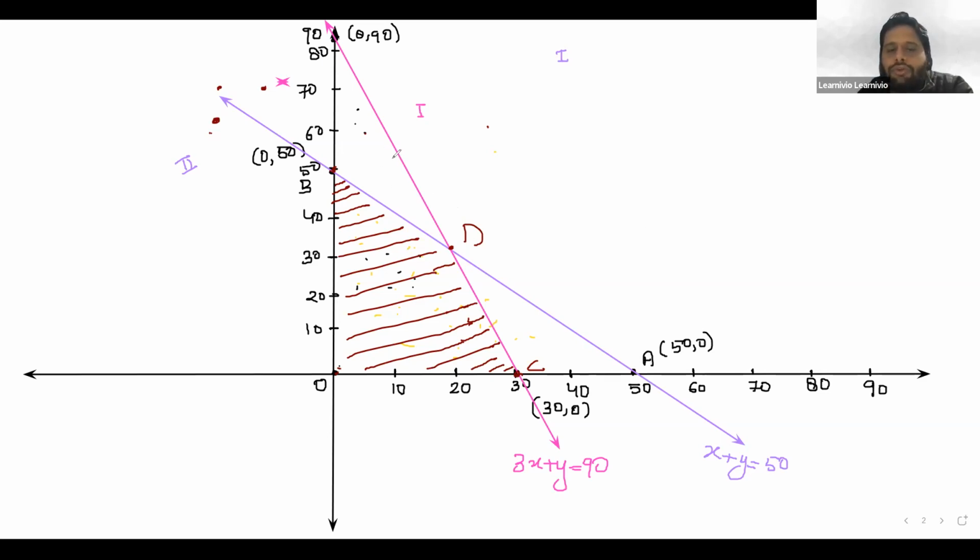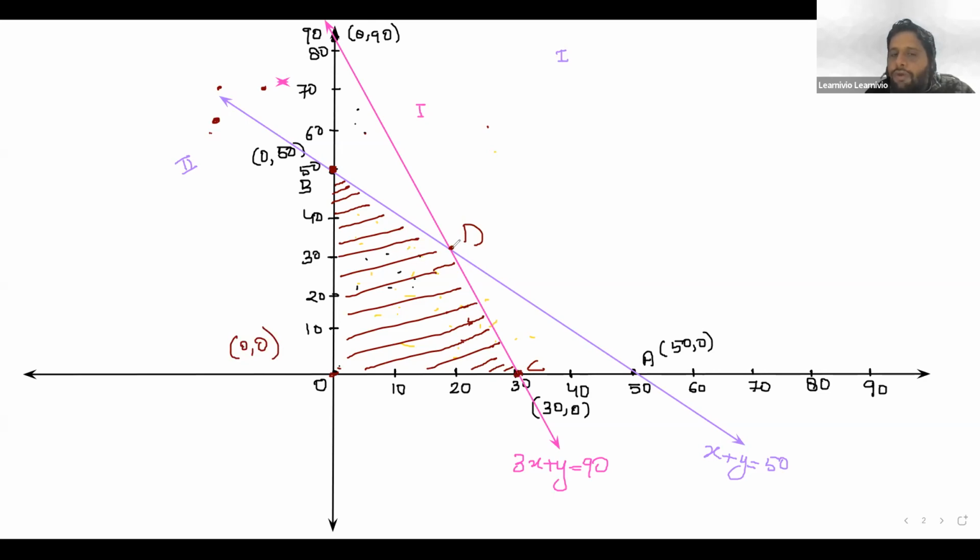Okay, so everyone, you need to find the region for each line. Then you need to check what the common region is. So here, this is a common region. Now you can see your common region is bounded. This is a case of a bounded region. So you need the corner points. What corner points are you getting? First is this. Second, this origin is also a corner point. Then this point is also a corner. This is also a corner point.